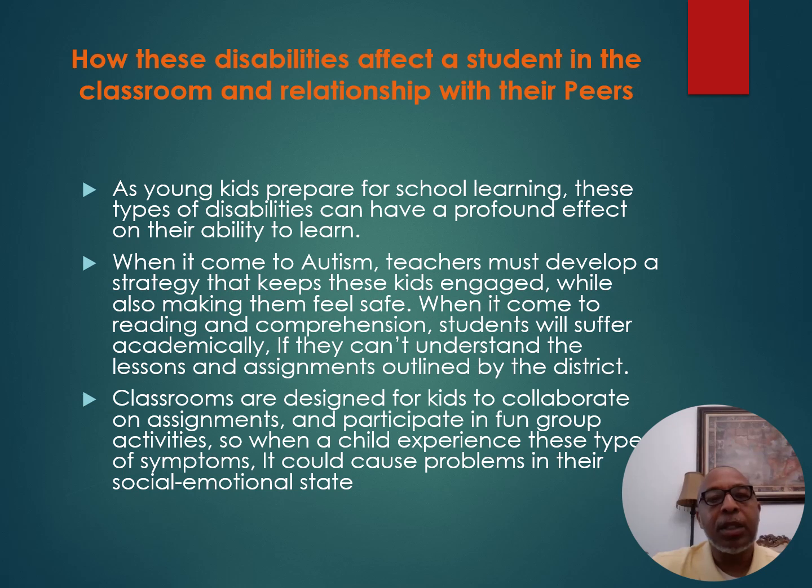How do these disabilities affect the student in the classroom and their relationship with their peers? We know that as young kids prepare for school learning, these types of disabilities can have a profound effect on their ability to learn. When it comes to autism, teachers must develop some form of strategy to make sure they are meeting those students' needs. As we work with children who are making the grade, comprehending, and listening and understanding the lesson plan, we need to make special provisions for those kids who are struggling with autism.